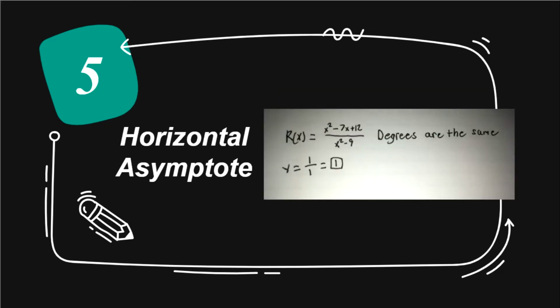So for condition number 5, we need to have a horizontal asymptote as our end behavior model. And in this function, all we need to do is look at the degrees, and since the degrees are the same in our function, we look at the coefficients, which are also the same, so it will be 1. And because it needs to be an end behavior model, as x approaches infinity, the asymptote will be 1.